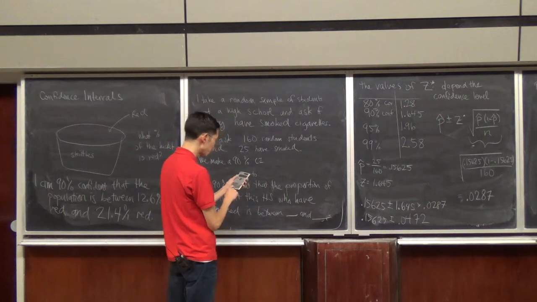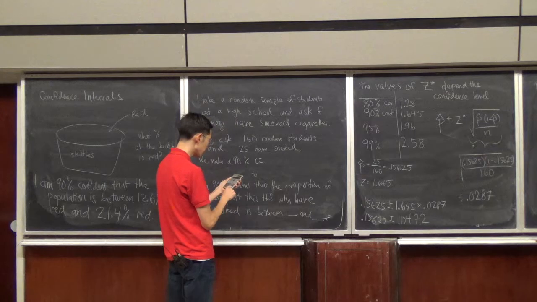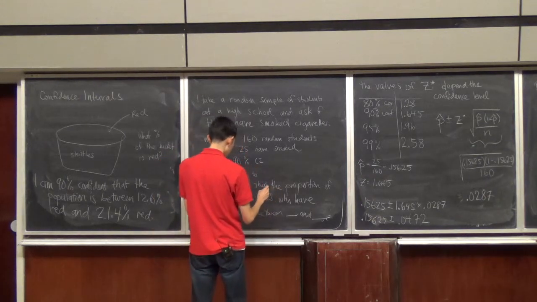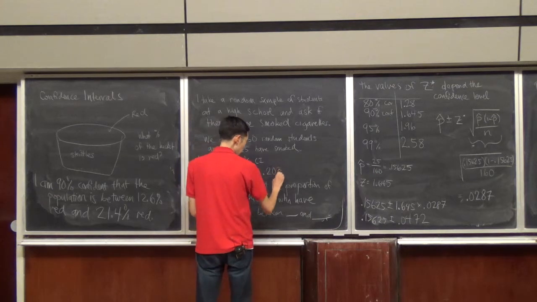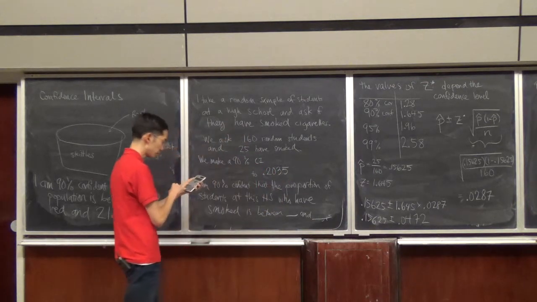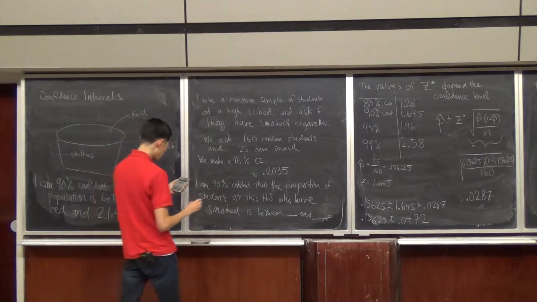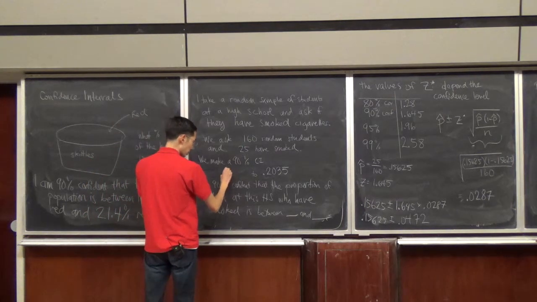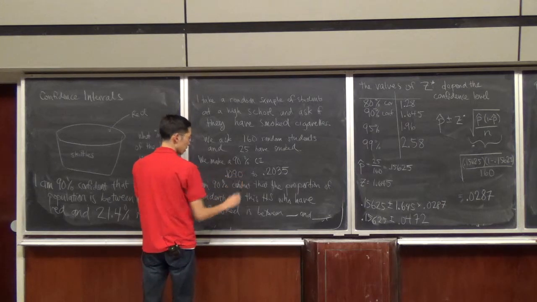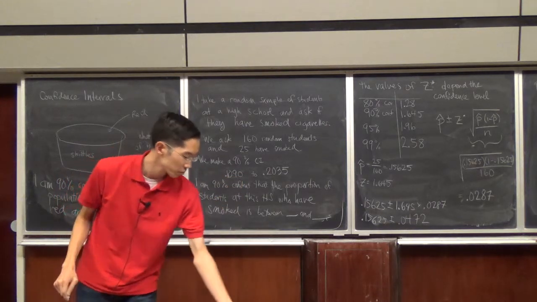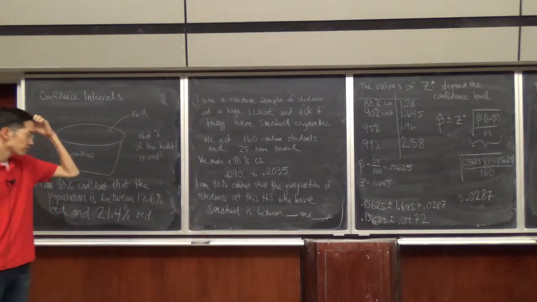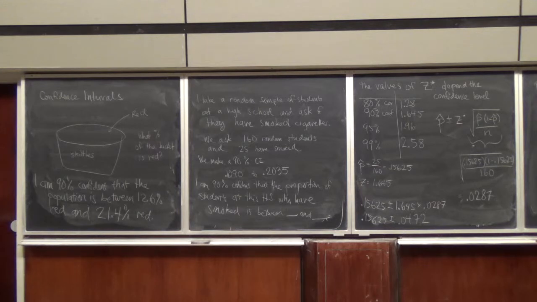So if I do 0.15625 plus that, I get 0.2035. And 0.15625 minus that, I get 0.109. That is my 90% confidence interval.